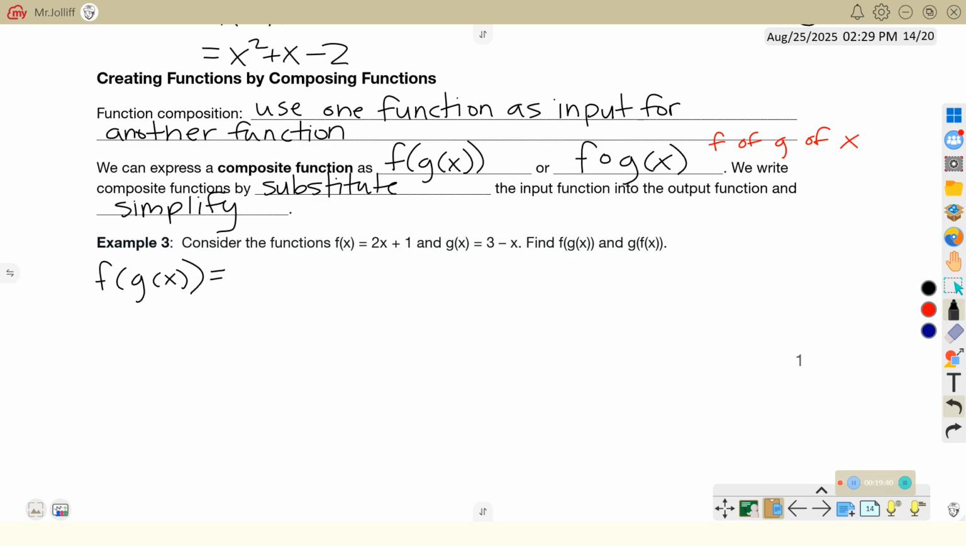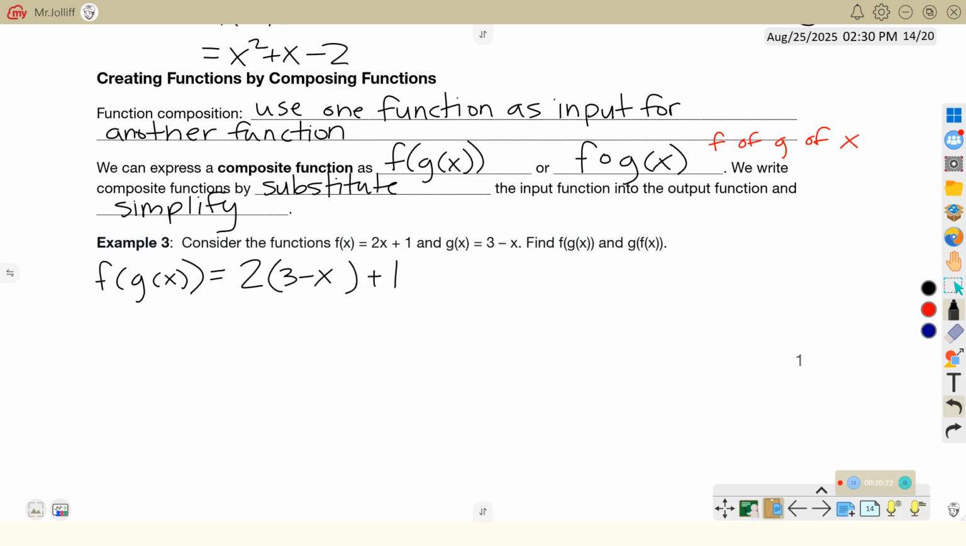So f is 2 times something plus 1. That's what it says, 2 times x plus 1. That's 2 times something plus 1. But now my input isn't x, it's g of x. The thing that goes in parentheses is g. G is 3 minus x. So where f had an x, now we have g in place of x. Once the substitution is done, it's just simplification.